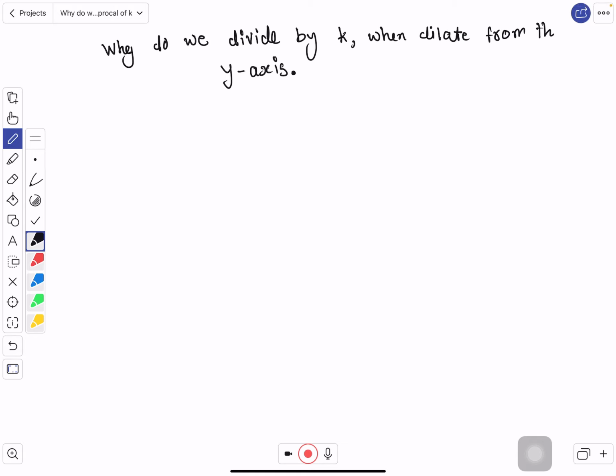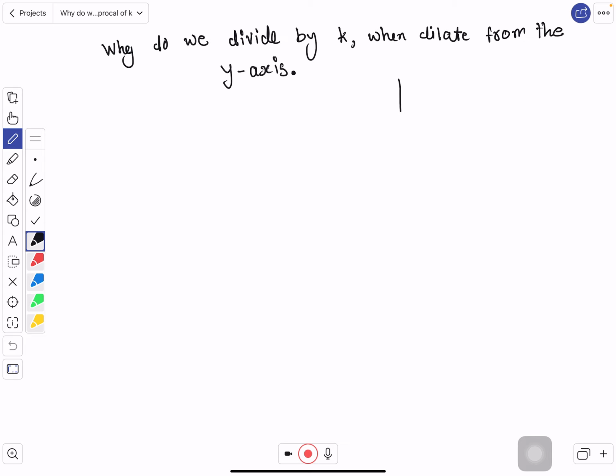Right, hello everyone. In this video, I'm going to talk about the reason why we divide by k when we dilate from the y-axis. In this case, k is the dilation factor. So let me show you what that looks like graphically.